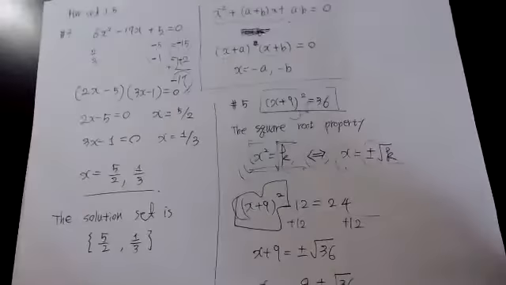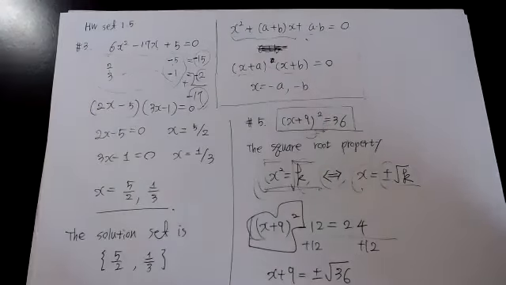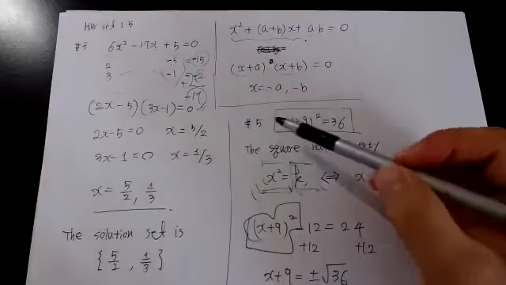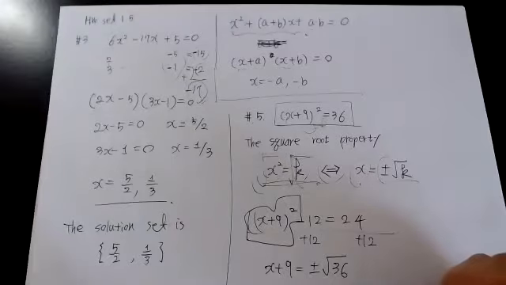Give me a second. So I solved problem number 3 right there. And then I'm solving problem number 5. So I got the solution, negative 9 plus minus square root 36.